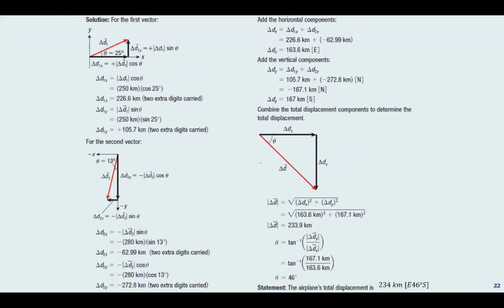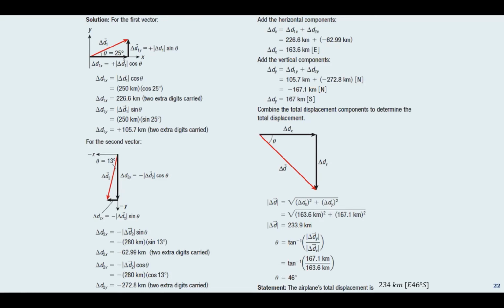Okay, have we finished? Let's have a look at the solution here. So again, there are two notation systems you can use. Let's have a look at method one first. So for the first vector, we can draw a diagram to illustrate this problem, right? Delta d1 can be resolved into delta d1x, which is 250 kilometers times cosine 25 degrees, which gives you 226.6 kilometers. And delta d1y equals 250 kilometers times sine 25 degrees, which gives you positive 105.7 kilometers.